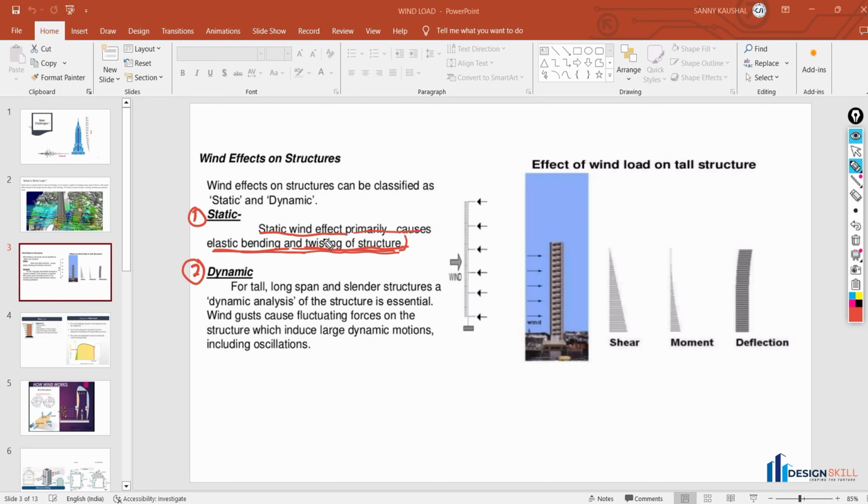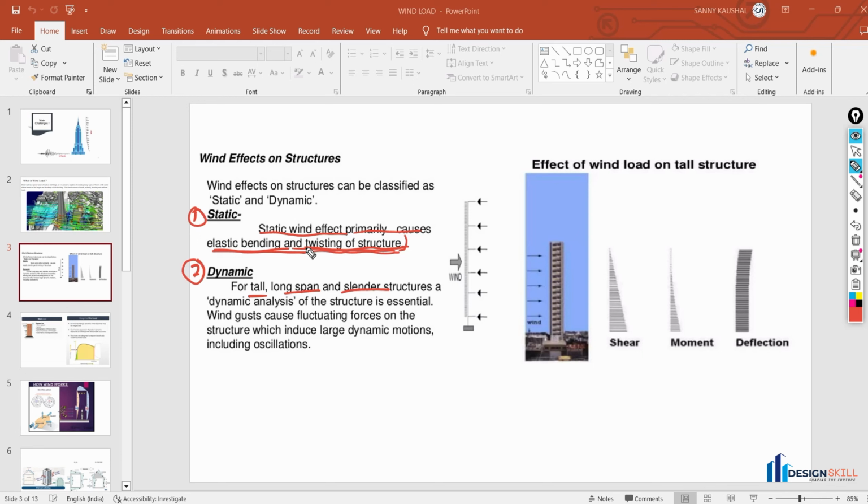The structures which are low rise buildings and medium rise buildings will have the static effect. But when we have a tall building, long span and slender structures, at that time the dynamic effect of the wind will come into play. Now I think you're very clear about the static and the dynamic, right? So once again I'm going to explain.